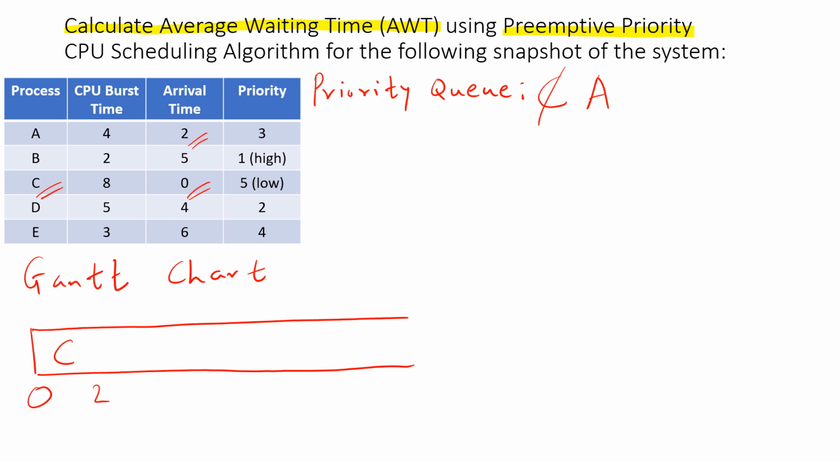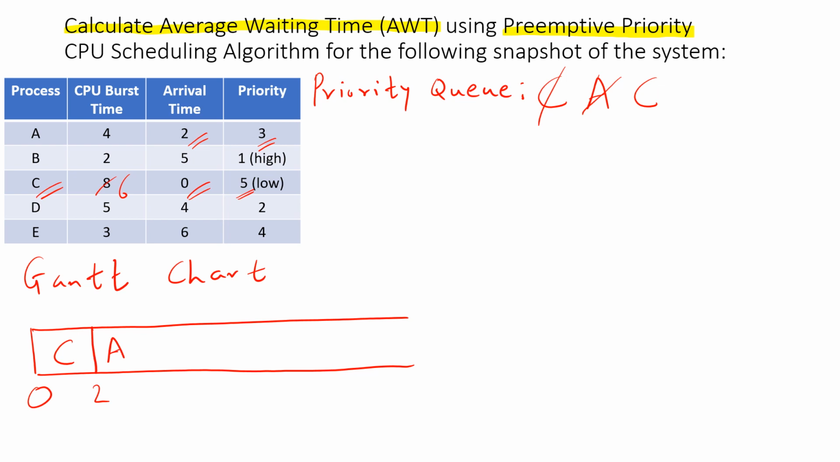Now priority for currently running process C is 5, and priority of newly arrived process A is 3. So priority of A is higher than priority of C, so there will be a context switch and CPU will be given to process A. Okay, so C's execution is still remaining. C wants to use CPU for 8 units of time. It has already used CPU for 2 units of time. So the leftover time for C is 6 units. So C is inserted back into the queue.